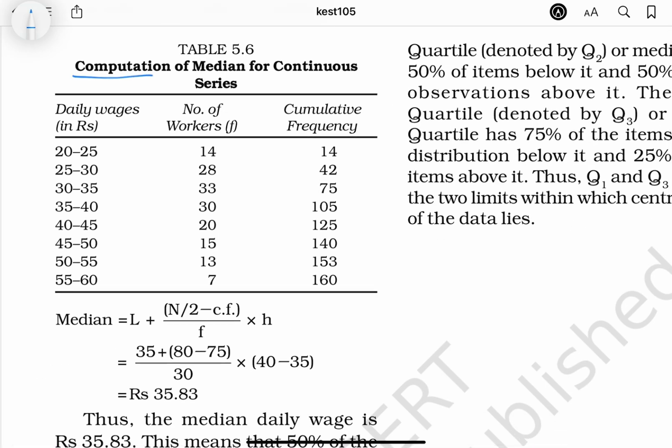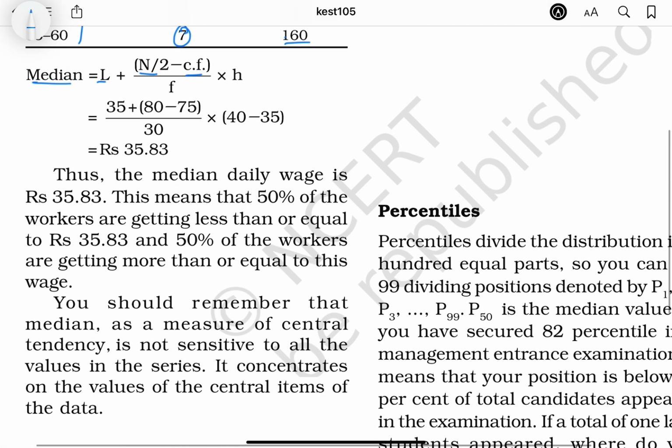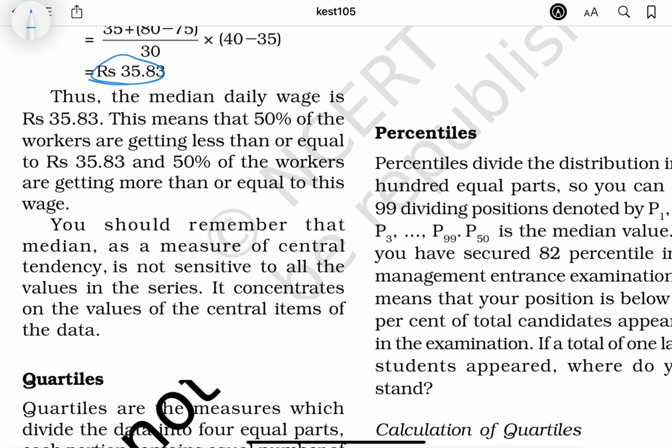Computation of median for continuous series. Daily wages in rupees 20 to 25, number of workers 14, cumulative frequency 14. 25 to 30, 28, ये 42, ऐसे ही पूरा डाटा बन जाता है, और यहाँ पे 7 और 160। फिर आ जाते हैं मीडियन L प्लस n डिवाइड बाई 2 माइनस क्यूमुलेटिव फ्रीक्वेंसी डिवाइड बाई फ्रीक्वेंसी इंटू एच। ठीक, ये कितना आ जाएगा पूरा टोटल करके 35.83। Thus, the median daily wage is rupees 35.83.